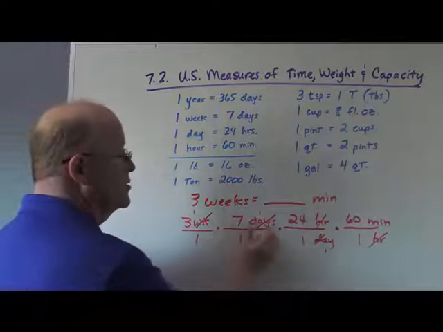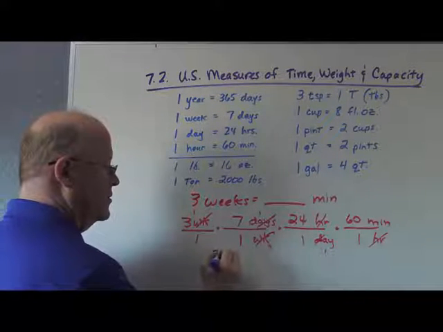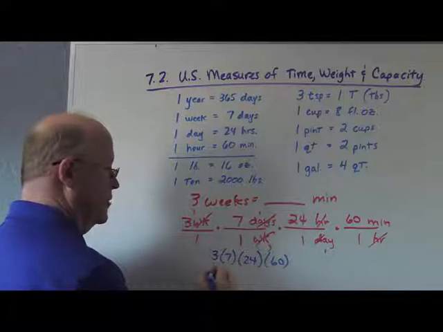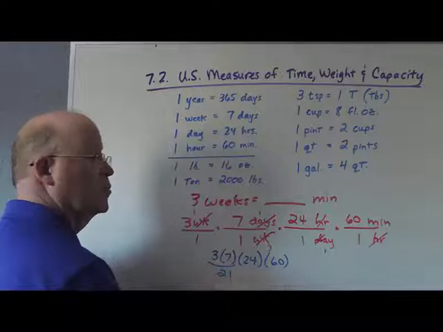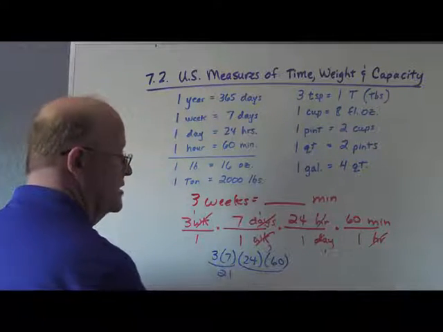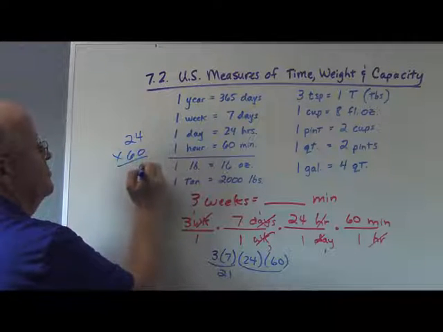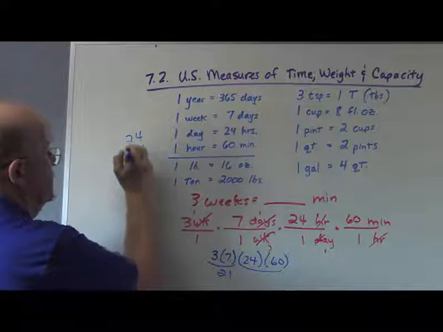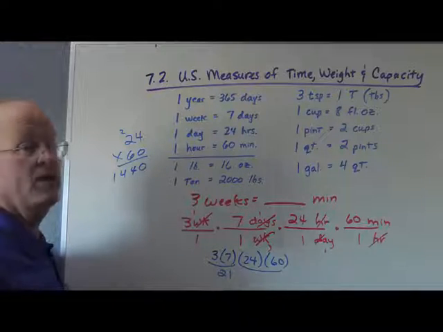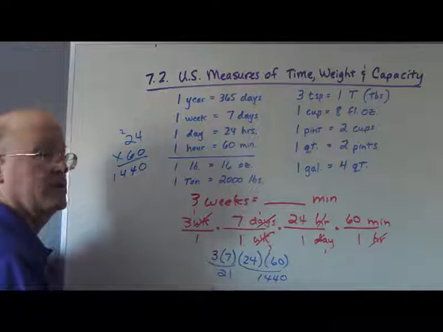So what do we have? The units are all crossed out except for minutes over here at the right. And we've got now 3 times 7 times 24 times 60. Well, these first two multiply together to make 21. And I would then have to multiply by these other two. I'm going to multiply the 24 times 60 first. Over here on my scratch paper, 24 times 60. Put my 0 down. 6 times 4 is 24 and carry my 2. 6 times 2 is 12 plus the 2 is 14. So I have 1,440.